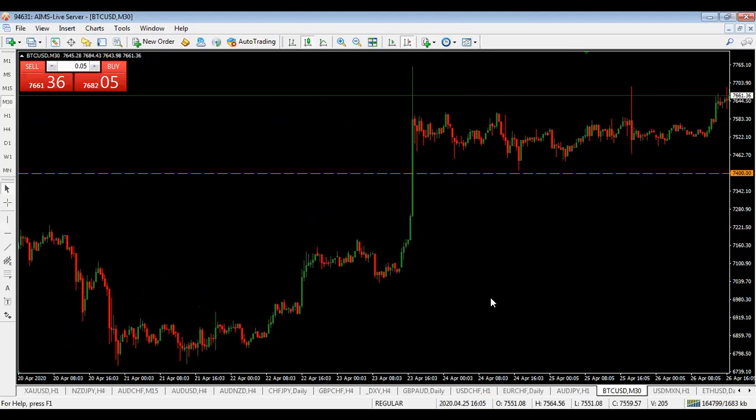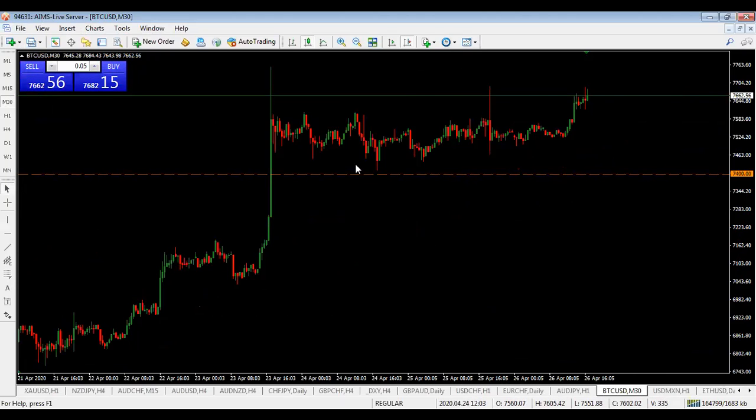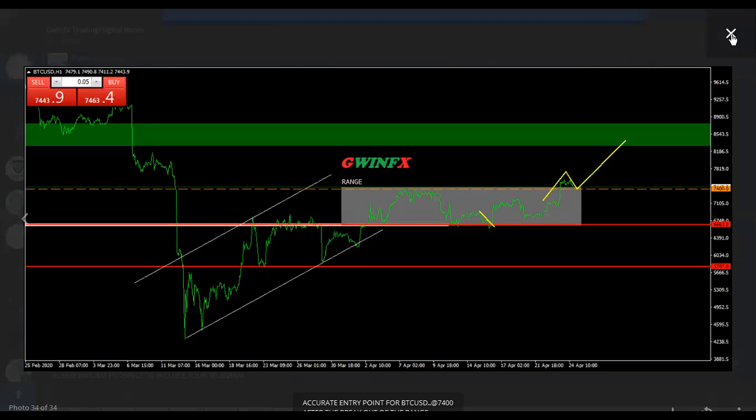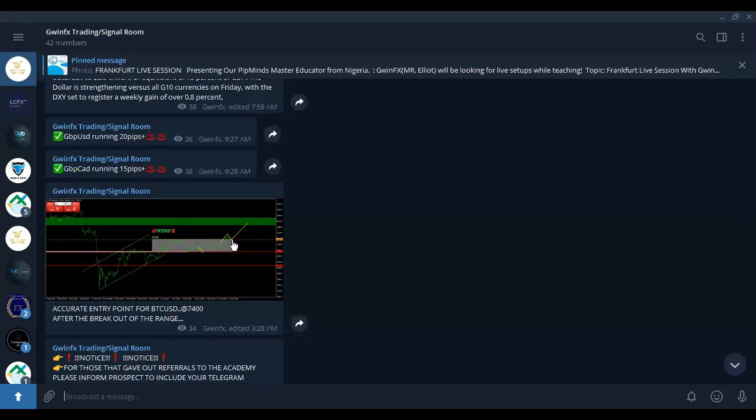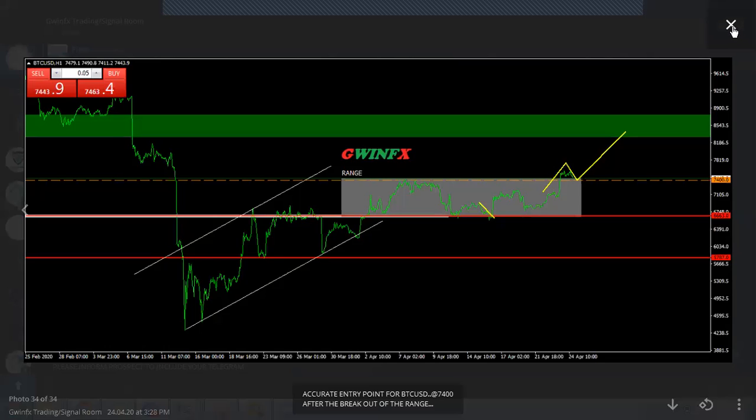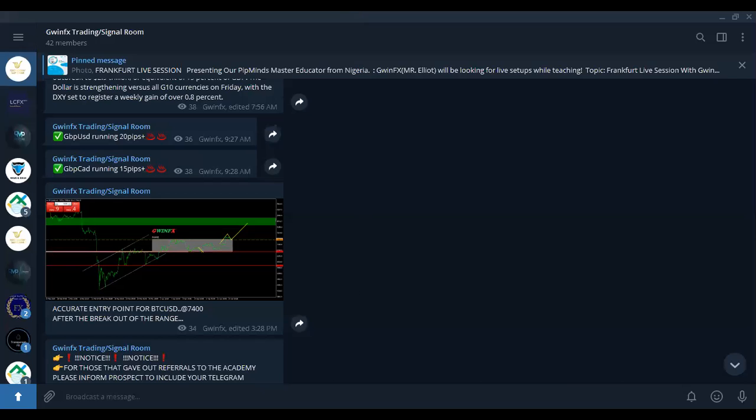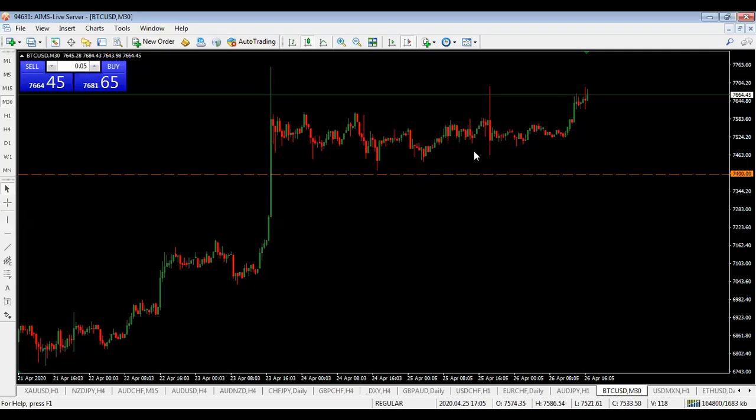For the BTC, I gave it out on the Telegram group. So let's quickly go to the Telegram group. On the Telegram group here, we wanted to see a buy from this point. So this was what was given on the Telegram group. And what we are seeing now is this happening. There was a bounce off this area, and we look to buy from this point.